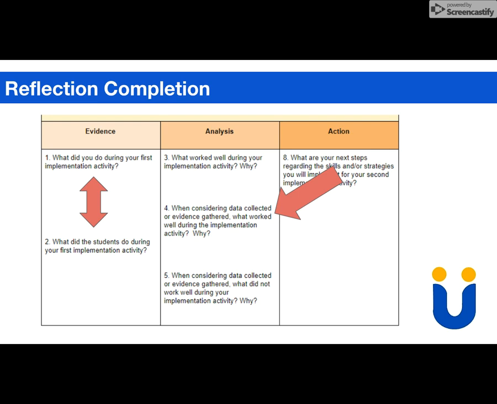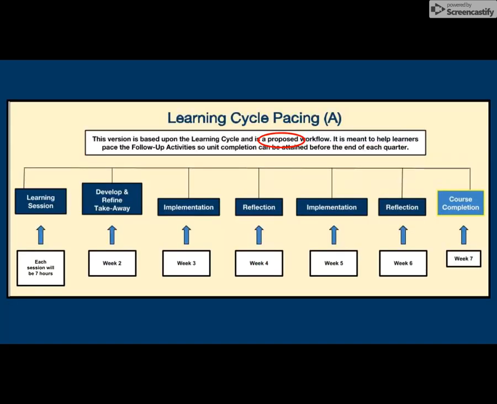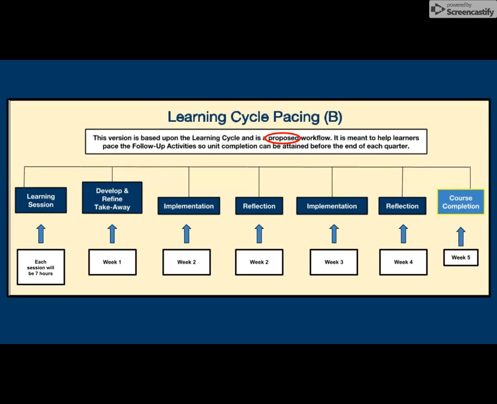Know that your facilitator will help you every step of the way. The pacing of the learning cycle can vary based on your needs. One person may complete the first implementation and reflection in 4 weeks, while someone else may finish in 2. The most important date to remember is when all of the follow-up activities are due in Google Classroom. Your facilitator will share this date with you momentarily.